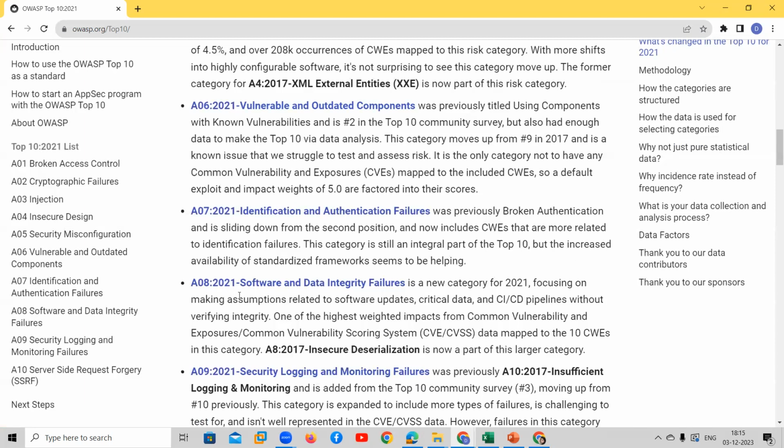The eighth one is software and data integrity failures. This is an example of insecure deserialization. It is a flaw that allows an attacker to remotely execute code in the system. An example can be an application that deserializes attacker-supplied hostile objects, exposing itself to vulnerability. That is related to software and data integrity failures.